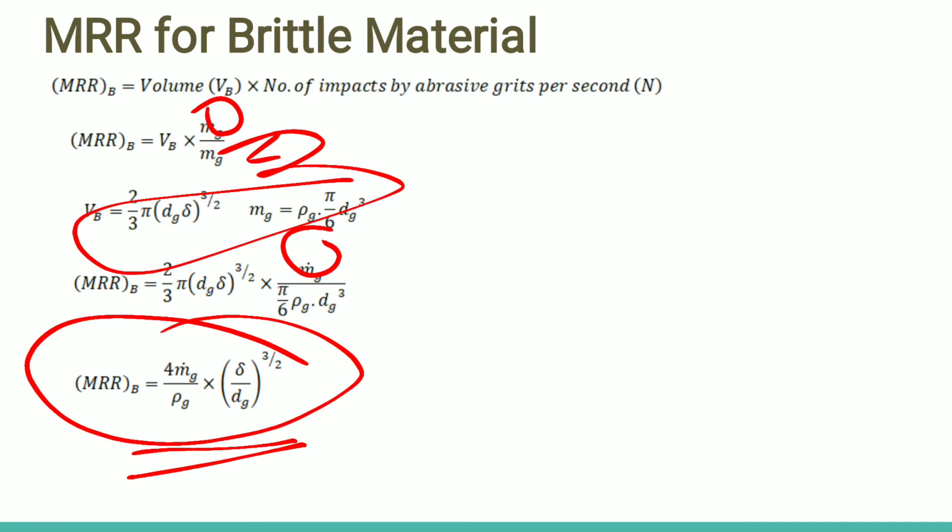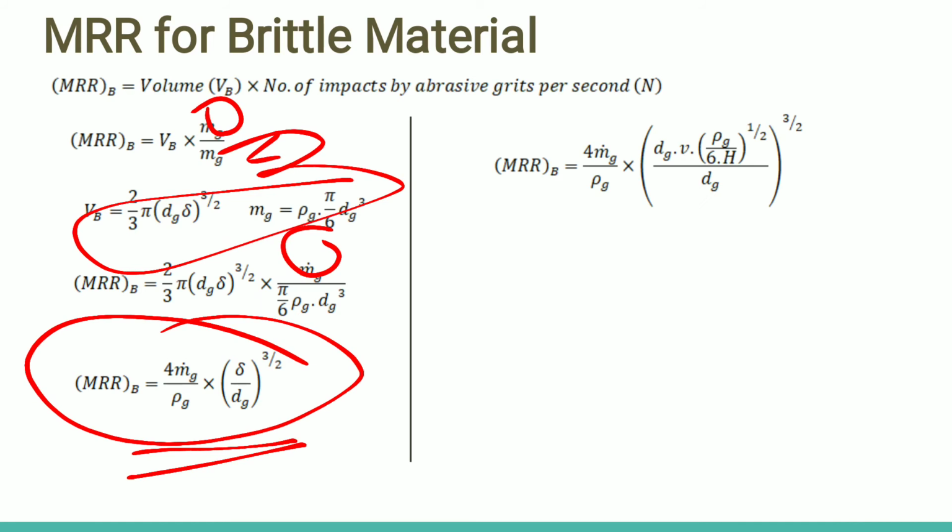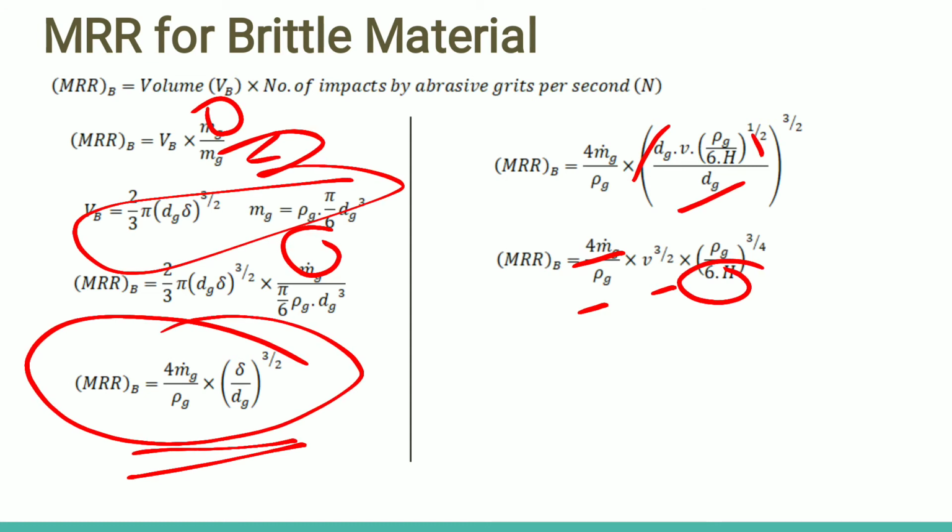So when you put this value of delta, it will be dg into v raised to 1 by 2 into rho g upon 6h, all raised to 1 by 2. So the whole power is 3 by 2. Here dg will cancel out, and when you manipulate it, this equation will give you 4 into m dot g upon rho g into v raised to 3 by 2 into rho g upon 6h raised to 3 by 4. So this 1 by 2 into 3 by 2 will be 3 by 4.